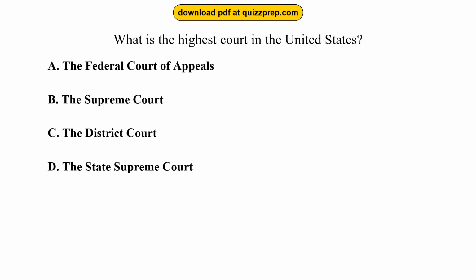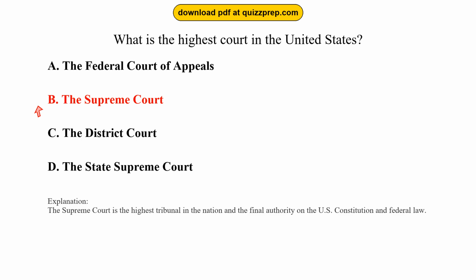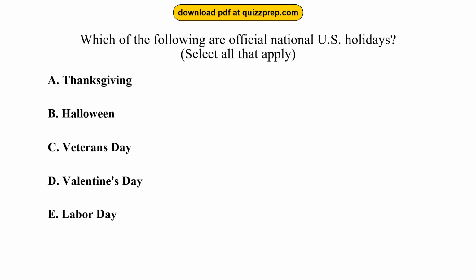Question 24. What is the highest court in the United States? Option A, the Federal Court of Appeals. Option B, the Supreme Court. Option C, the District Court. Option D, the State Supreme Court. The correct answer is option B, the Supreme Court. The Supreme Court is the highest tribunal in the nation and the final authority on the U.S. Constitution and federal law.